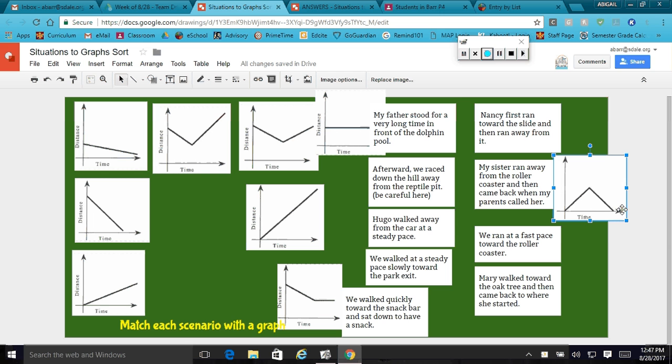Okay, does that make sense? Does that clarify, Jordan? Does that make more sense? Okay, always picture in your brain, if I were doing this, what would my graph look like?